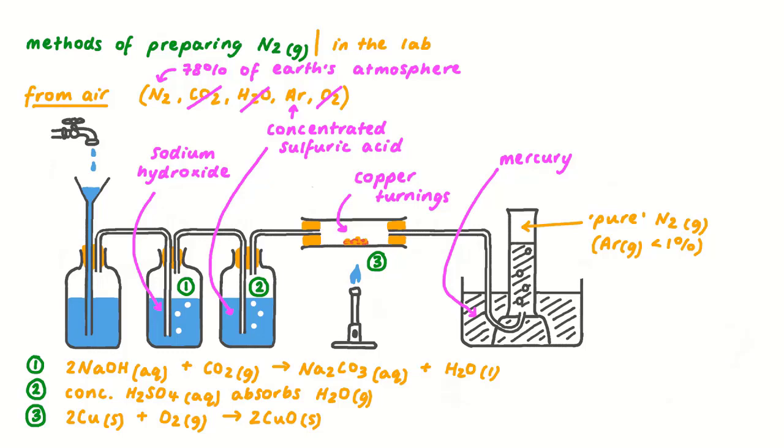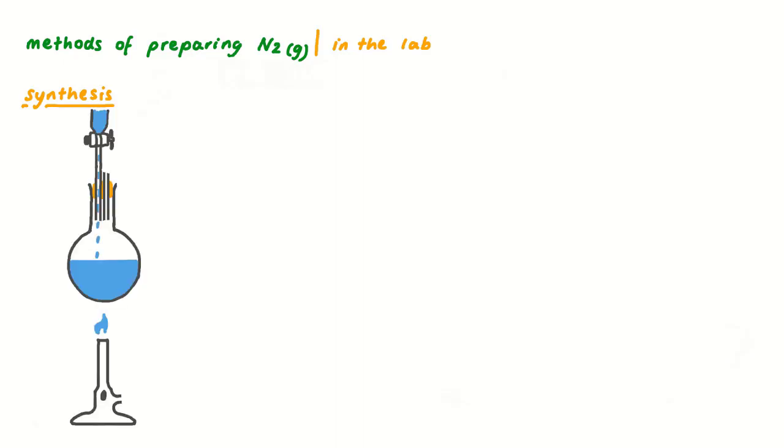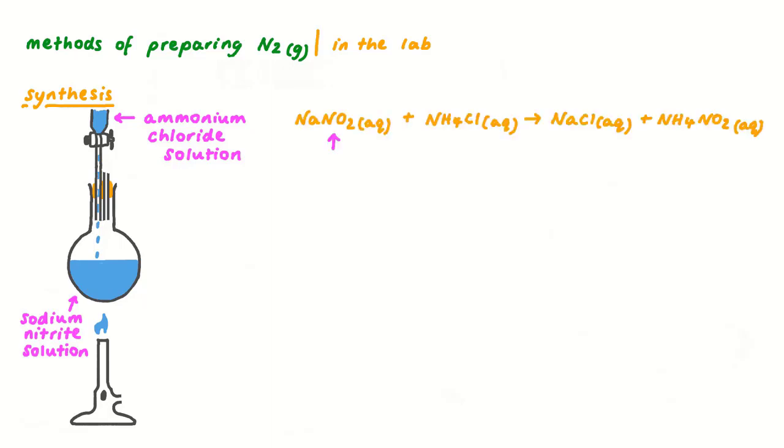If we didn't want any argon, then there is another method we could use. We can prepare nitrogen in the lab by heating a mixture of ammonium chloride solution and sodium nitrite solution. Sodium nitrite has the chemical formula NaNO2. Note that this is different from sodium nitrate, which has the chemical formula NaNO3.